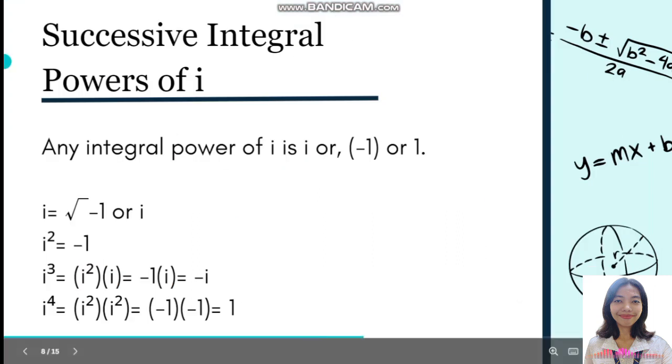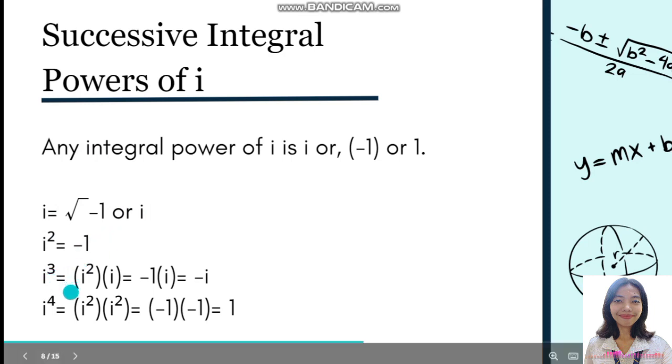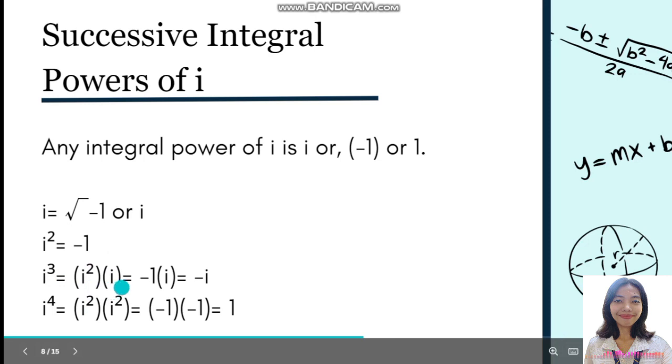And then next we have successive integral powers of i. It is said here that any integral power of i is i, -1, or 1. So we have i, which is equal to the square root of -1. Next we have i squared, which is equal to negative 1. And next we have i cubed, which is equal to i squared times i, which is equal to negative 1 times i, which is equal to negative i.